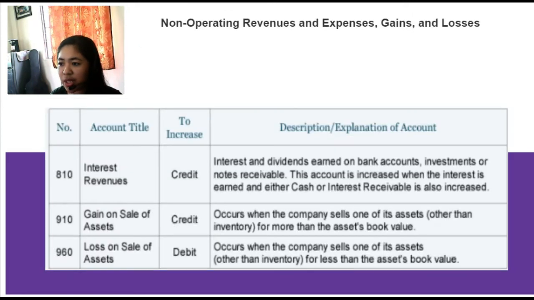So for the non-operating revenues and expenses, gains and losses, we have here the interest revenues, gain on sale of assets, loss on sale of assets. So accounting software frequently includes some sample chart of accounts for various types of businesses. It is expected that a company will expand and/or modify this sample chart of accounts so that the specific needs of the company are met. Once a business is up and running and transactions are routinely being recorded, the company may add more accounts or delete accounts that are never used.